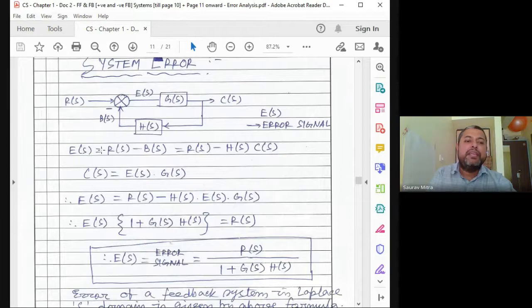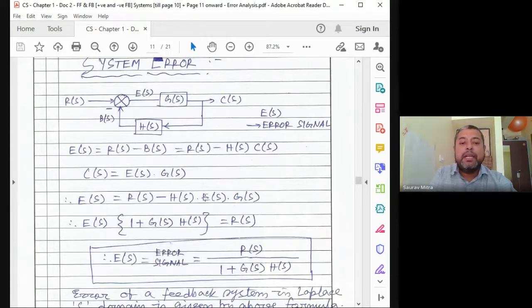So first we found E(s) is equal to R(s) minus B(s). That is the set point minus the feedback. And B(s) you can substitute. This feedback signal is equal to the output multiplied by the feedback gain. So B(s) is equal to H(s) into C(s). Now this was the initial equation. Now what you are doing is E(s) is equal to R(s) minus C(s), and you substitute C(s) with E(s) into G(s). So E(s) is equal to R(s) minus H(s) into E(s) into G(s).